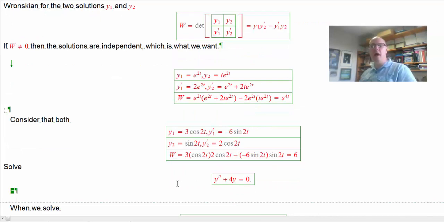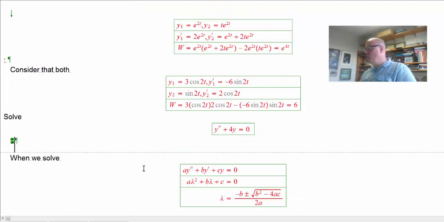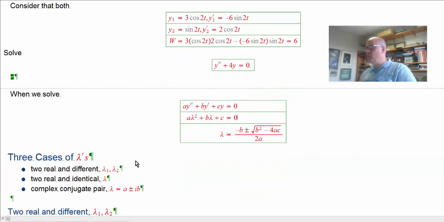So let's recap where we are. When we solve a linear second order constant coefficient differential equation, we get our auxiliary equation to get the lambdas. We can either factor or use the quadratic equation. There are 3 cases. I'm going to get 2 real and different eigenvalues, or 2 real and the same, or real identical, so lambda and lambda, or a complex conjugate pair.